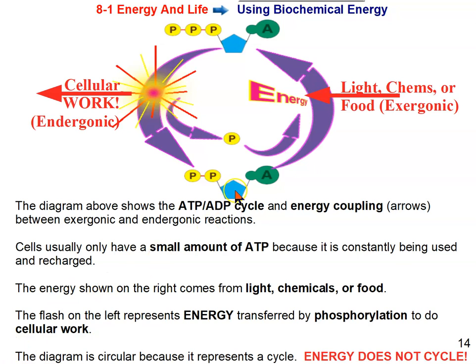So this is a cycle, but it's important to note that it's a cycle between ATP and ADP. It's not an energy cycle, right? It's a cycle that involves energy, but it's not an energy cycle because energy does not cycle. Always remember and never forget, energy flows and matter cycles. Matter cycles, that's the biogeochemical cycles that we've studied. But energy flows, and that's what the arrows are representing here. Energy is flowing through the ATP-ADP cycle. It's not cycling through, it's flowing through.